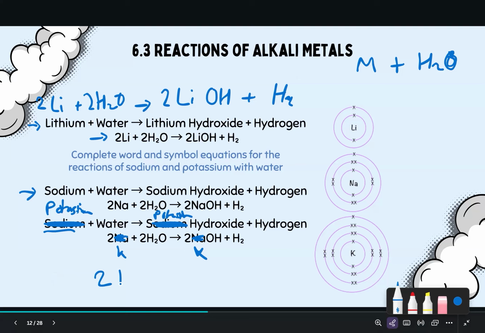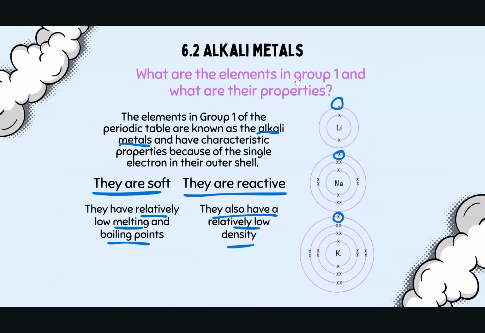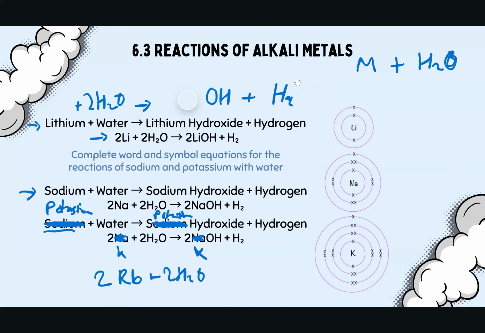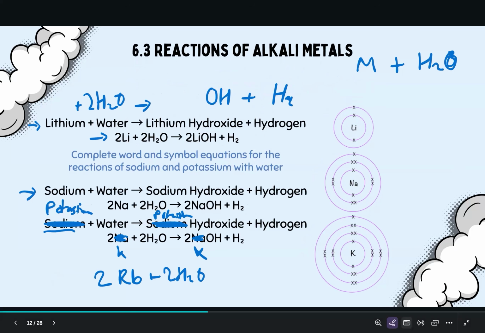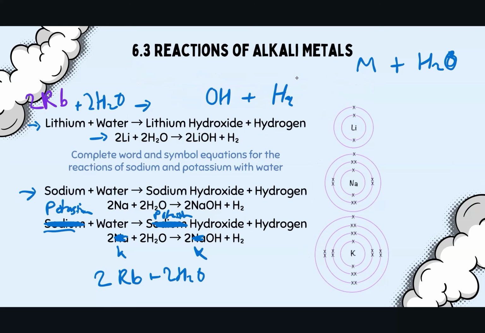So 2Rb plus 2H2O. In fact, I'll just do it here. Let's get rid of the lithium here. And all I need to do is swap it with rubidium. And that's it, done. Two rubidiums, two rubidium hydroxide. Yeah, that's all I had to do.